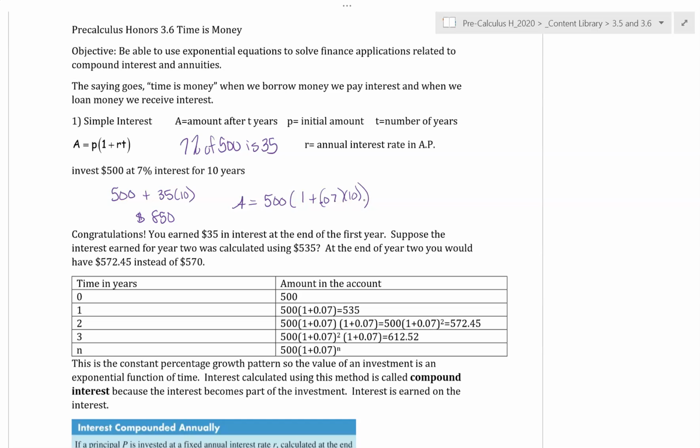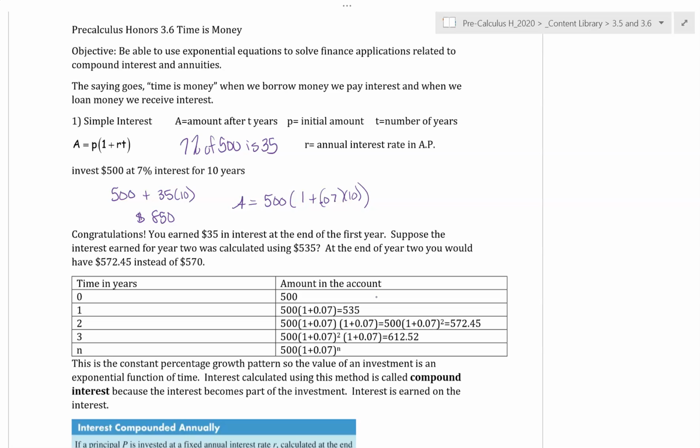But suppose that they used on year 2, $535. Notice that you would have $572.45 instead of $570 at the end of year 2. So why don't we think about time in years and amount in the account. So at the end of the first year, you had $535.